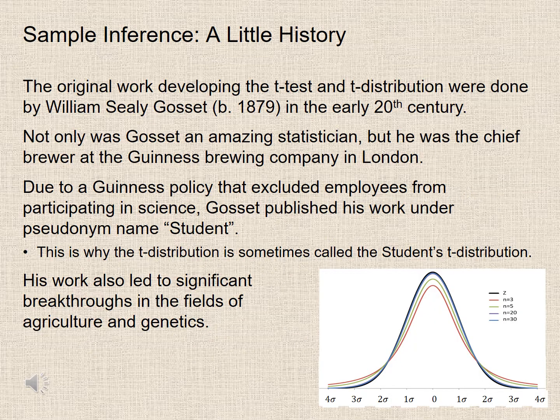A fun piece of statistical history to add to this story: the original work developing the t-test and t-distribution was done by William Sealy Gosset in the early 20th century. Not only was Gosset an amazing statistician, but he was the chief brewer at the Guinness Brewing Company in London. Due to a Guinness policy that excluded employees from participating in science, Gosset published his work under the pseudonym Student. This is why the t-distribution is sometimes called the Student's t-distribution. His work also led to significant breakthroughs in the fields of agriculture and genetics.